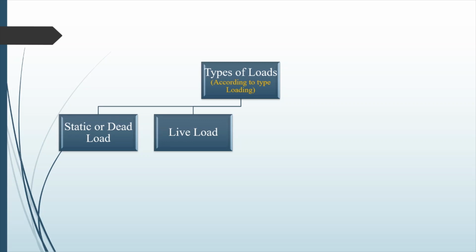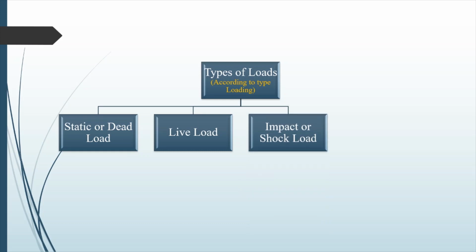The second type is live load. The load, or the magnitude of that load, will be changing throughout the loading time. Such a load is called a live load. The third type of load is impact or shock load. Such loading is applied for a very short period of time, within a fraction of a second on the body or component, and in such cases failure chances are higher as compared to static and live loading.